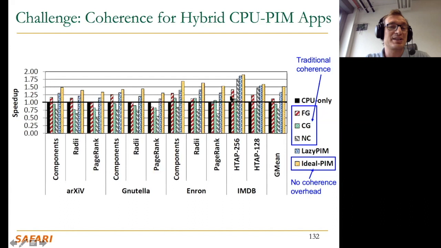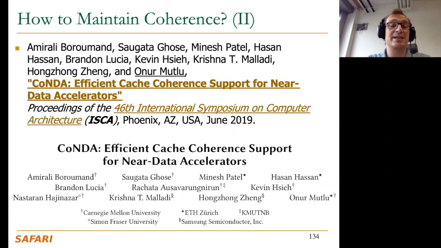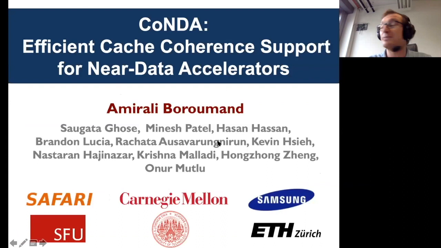So none of these existing coherence approaches work well. The coherence approach that I'm going to describe next, initially named lazy PIM, actually gets us closer to the ideal, as you can see, and it's much better than any existing coherence mechanism. It's an optimistic coherence mechanism, as we will discuss in a little bit. It was first introduced in this paper, but we changed several things, and this is the extended version. It has a lot of interesting things beyond the earlier paper.